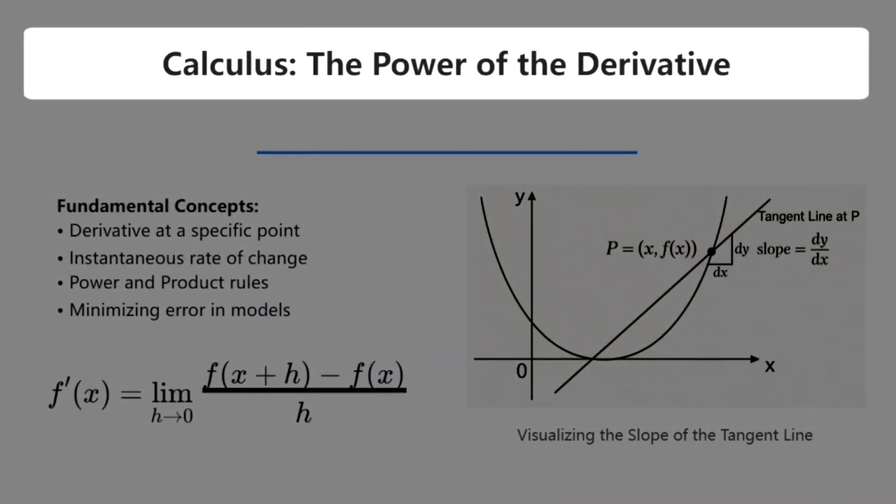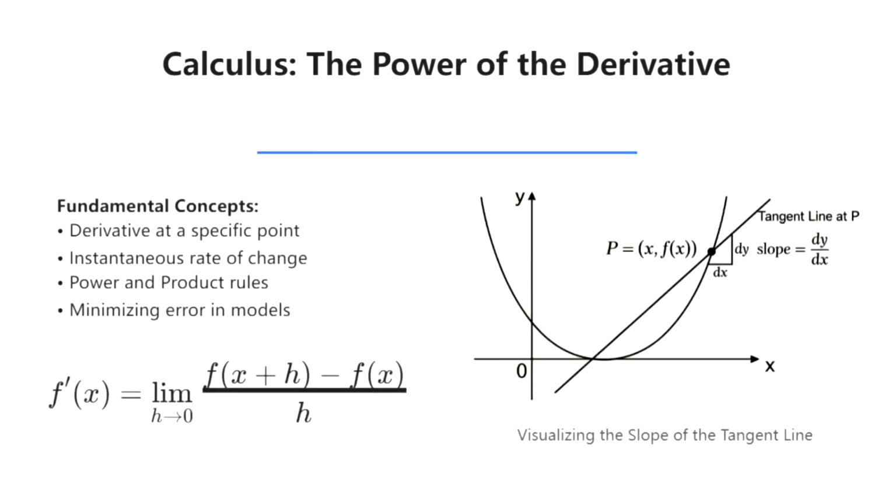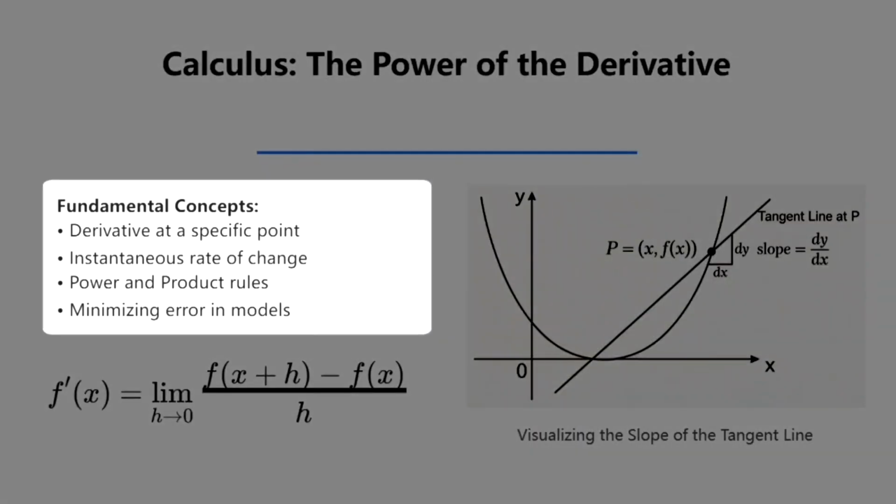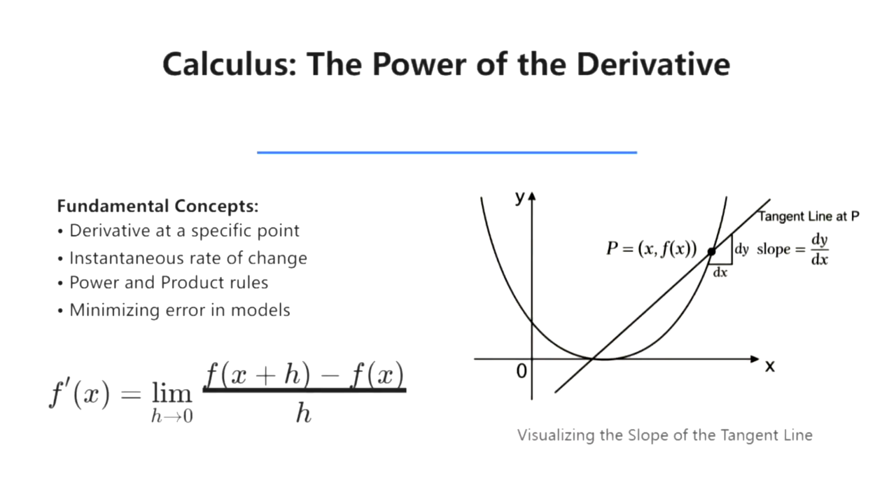Building on the foundations of linear algebra we just established, we're now moving into the second major pillar of AI mathematics, calculus. Specifically, we'll focus on the power of the derivative. The derivative is a fundamental concept that describes how a function changes at a specific point. In AI, this allows us to understand the sensitivity of our models to small changes in their inputs.